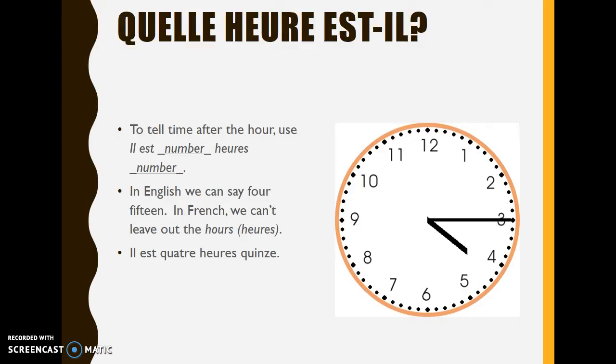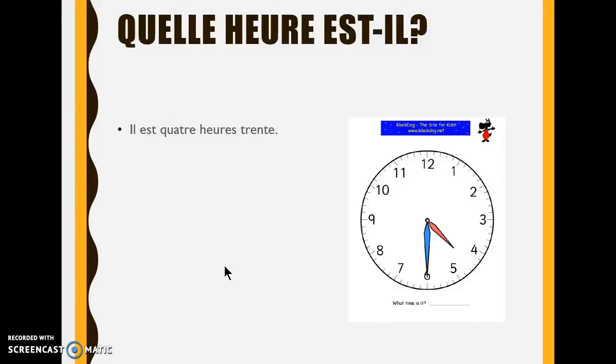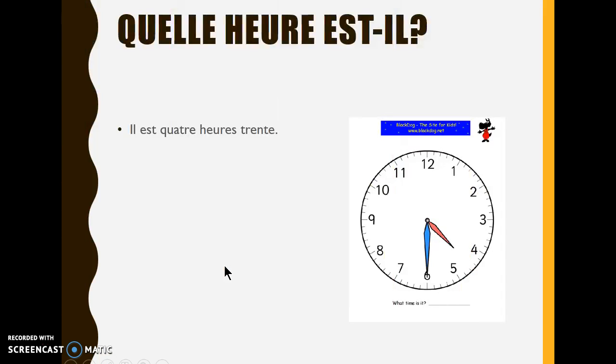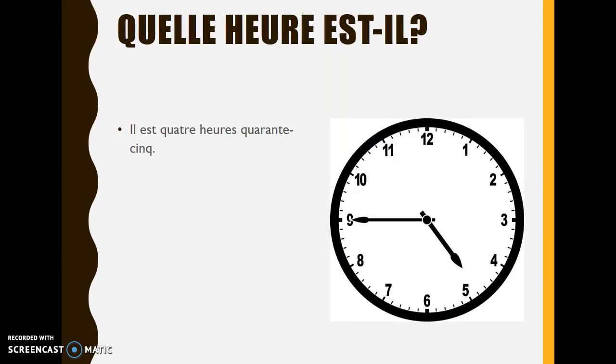Quelle heure est-il? If we need to tell you a number of minutes after the hour, we say il est, and then we say heure, and then we say the number for our minutes. In English, we can just say 4:15. In French, we can't do that. We have to say il est 4h15. And this hours cannot drop out. Quelle heure est-il? Il est 4h30. So 4:30, and you learned the number 30. Quelle heure est-il? Il est 4h45, 4:45.